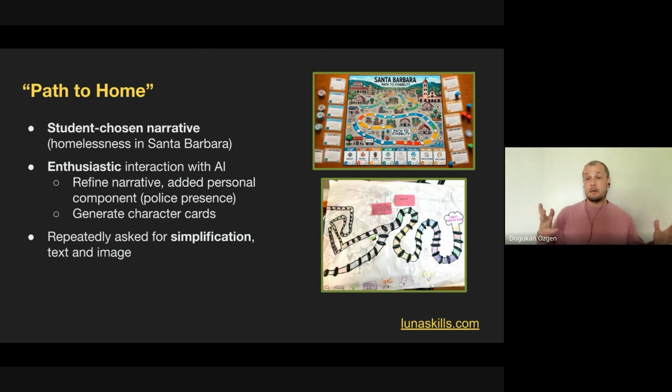In this game that they created together with AI, the main characters go through some education and employment opportunities and then build back their lives as they approach the end of the game. In this case, students chose the narrative. Students said, this is the game that we want to create. And they had a lot of interaction with the board. The picture you see at the bottom is the board that they created, and the picture you saw above was created by the AI bot. So they got the inspiration, but they didn't follow whatever the AI was saying, which is good.